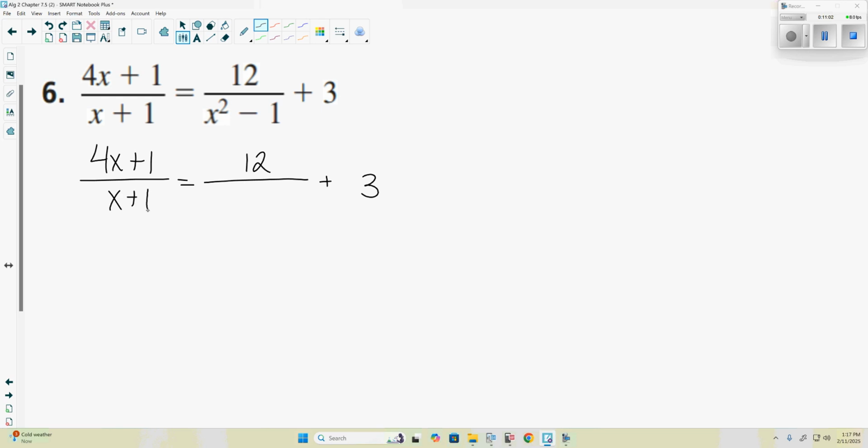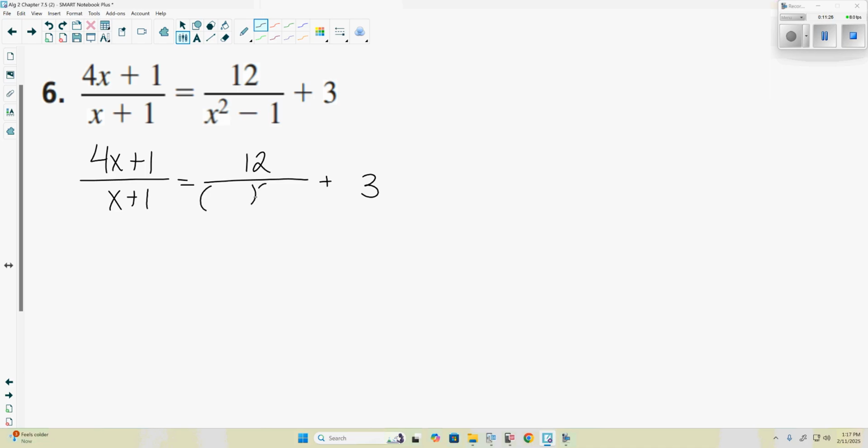Now again, before we start finding restrictions or multiplying through with our least common denominator, we need to make sure all the denominators are factored as far as they possibly can go. Now the x plus 1, our first denominator, that's as simplified as it gets. There's no greatest common factor. There's nothing we can do to it.